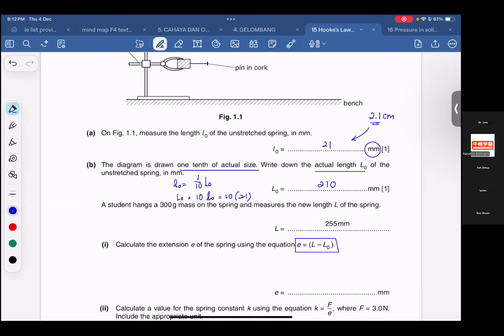Actually, in our Paper 6 they are trying to give us marks, so they will tell you all the formula. You see, extension is using L. Where is your L? L is here. Where is your L0? L0 is here. They already told you to use this minus this. So 255 minus 210, you will get 45 mm. Okay, until here, is that clear?